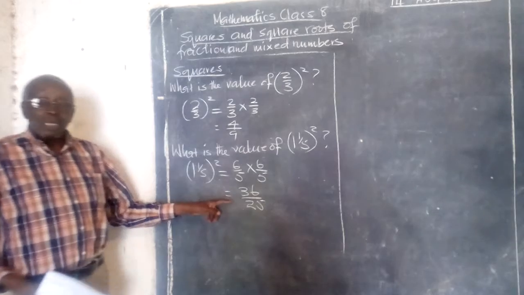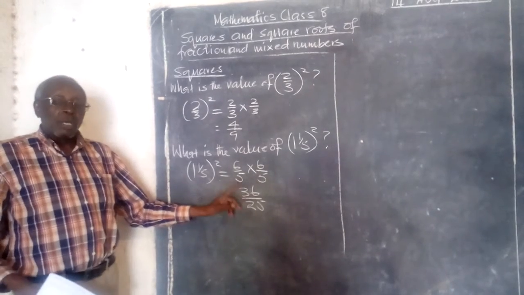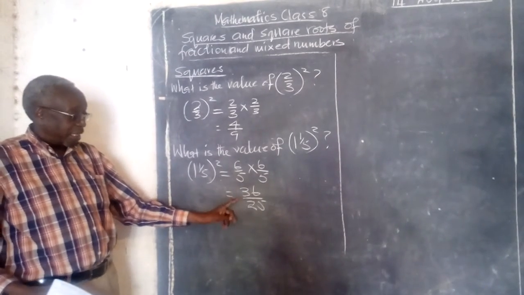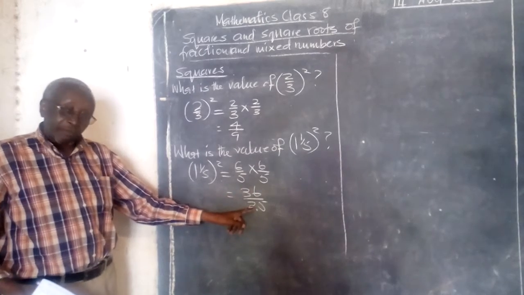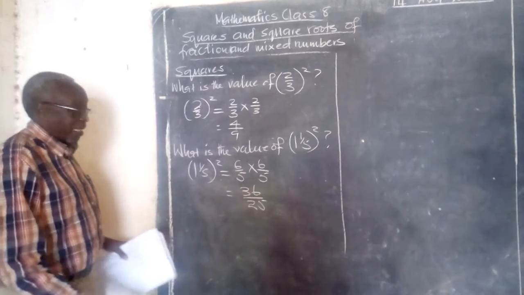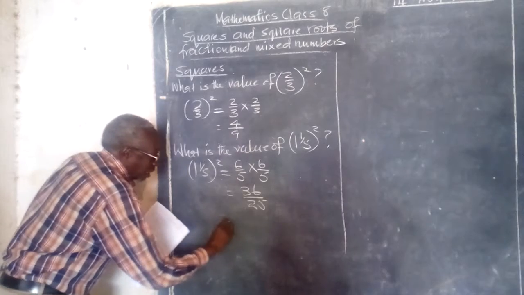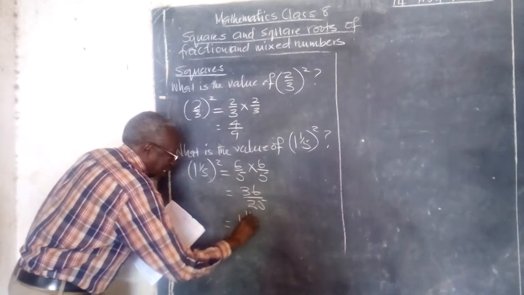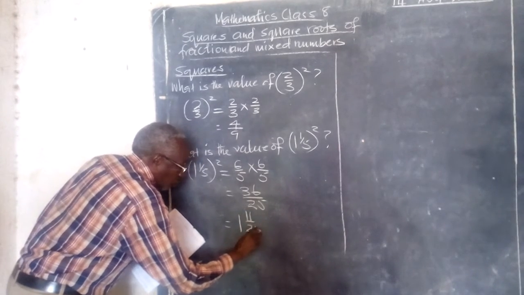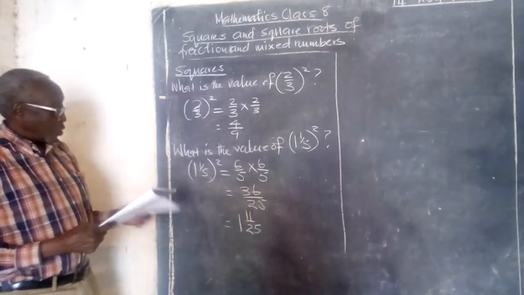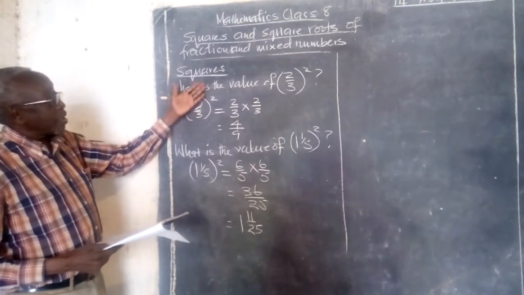Do we leave it this way? No, we cannot leave it this way. We have to simplify. So when you simplify this, 36 over 25, you will divide 36 by 25, and that will give you 1 and 11 over 25. So this is how we work out the squares.